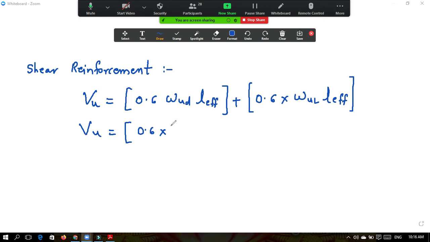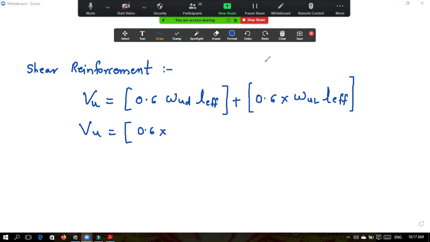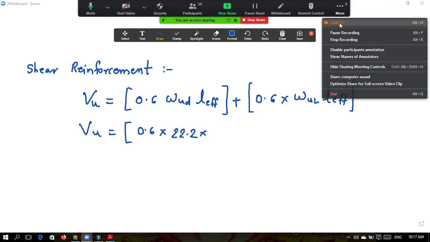Let me know the value of dead load and effective span. We have already calculated total dead load, total live load. Dead load is 22.2, I think. Is it correct? Yes, sir, dead load is 22.2 and live load is 18. And what was the effective span?